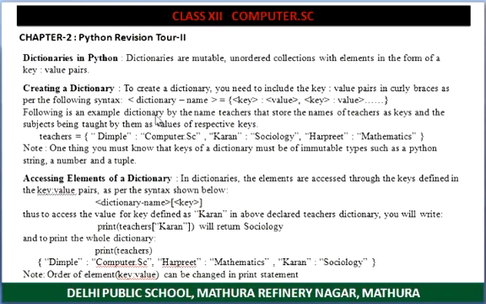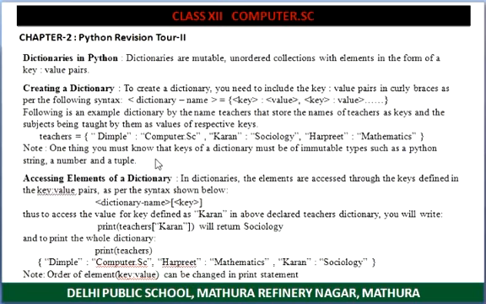Create a dictionary. To create a dictionary, you need to include the key-value pairs in curly braces as per the following syntax: dictionary name is equal to the key-value pairs in curly braces. Following is an example of a dictionary. Here the names of the teachers are the keys and the subjects being taught by them are the values. So teacher is equal to name, subject, name, subject, name, subject. Every key is associated with a value.